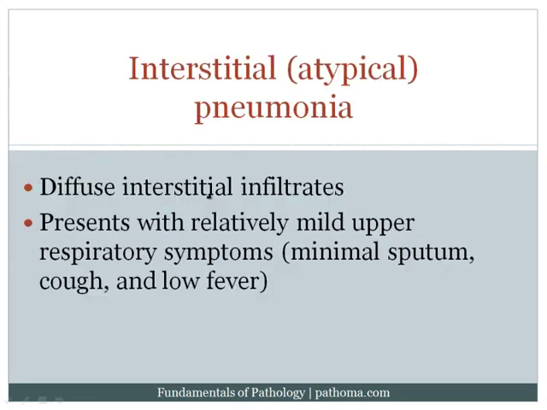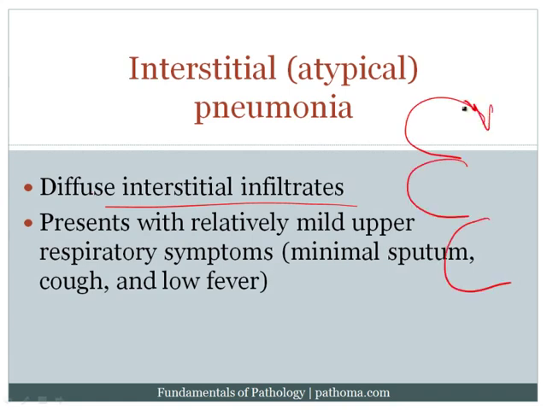A third pattern of pneumonia is interstitial pneumonia, and this is when you get diffuse interstitial infiltrates within the lung. Of course, the interstitium, as I've already explained, is the connective tissue of the alveolar air sac. So if these are the alveolar air sacs, you begin to have inflammation within the wall of the alveolar air sacs without any major consolidation.